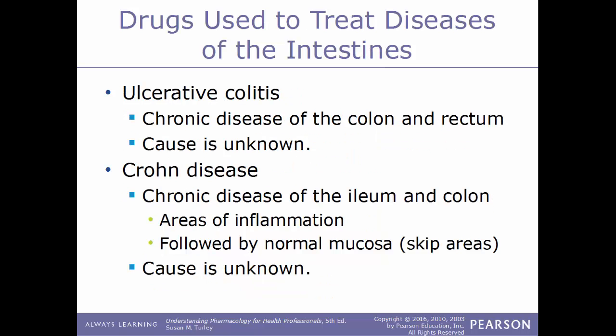Alright, now we'll talk about drugs that are used to treat diseases of the intestines. First one we'll talk about, ulcerative colitis. This is a chronic disease of the colon and of the rectum, and the cause of this condition is unknown. Another example, Crohn's disease. This is a chronic disease of the ileum and of the colon. And in this condition, you have areas within the ileum and of the colon that are inflamed, then they'll be followed by tissue that is normal. And the cause for this disease is also unknown.